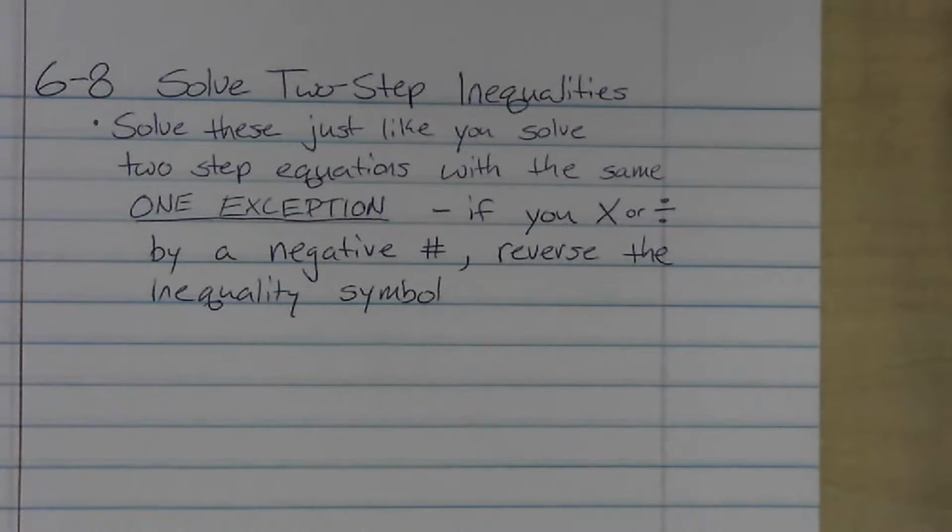symbol. Now, if you add or subtract, it doesn't make a difference. If you multiply or divide by a positive number, it doesn't make a difference. But if you multiply or divide both sides by a negative number, you have to reverse that inequality symbol. Okay, so let's take a look at some of these examples.